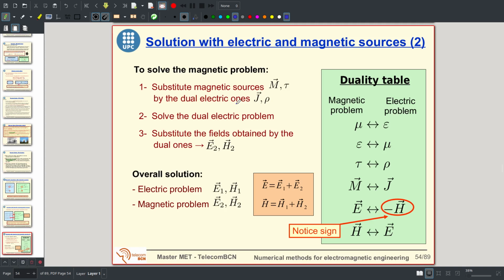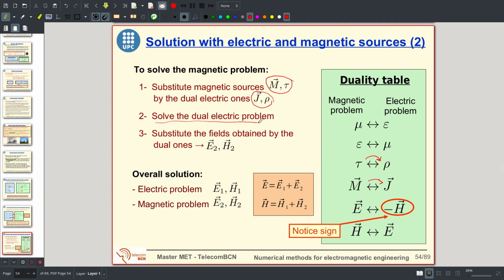So, what we do is we substitute the magnetic sources by the dual ones, the electric ones. Okay? And we substitute the sources using this duality table. The magnetic current is substituted by the electric current, and the magnetic charge is substituted by the electric charge. Then we solve the dual electric problem.